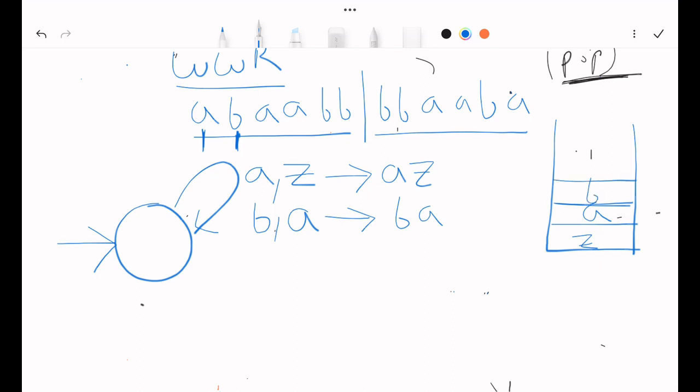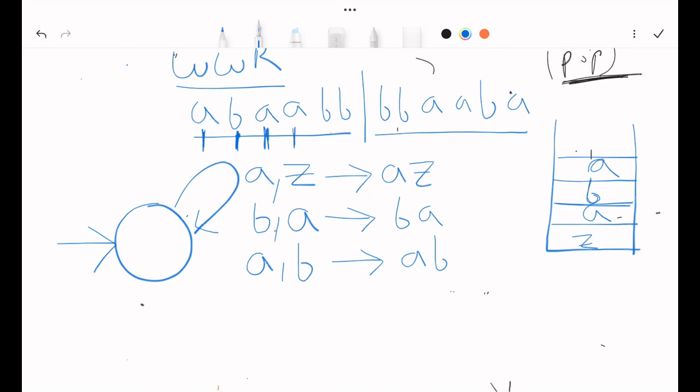Next, input is A. Top of the stack is B. You can see top of the stack is B. Input is A. In this condition, I will push this one. So I will push, input symbol is A, top of the stack is B. In this condition, I will push A. Done. Okay. So now I read 3.